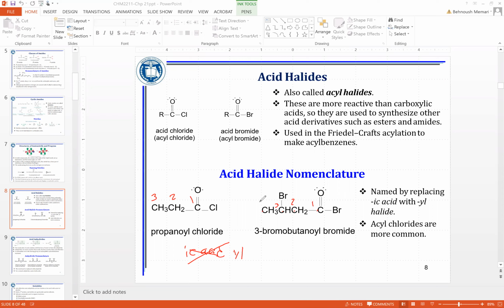1, 2, 3, 4. This bromine is going to be named as bromide. But this other bromine is a branch, so it's going to be bromo. The only one that is the halide, chloride or bromide, is the halogen that is attached to the CO double bond. So you have a bromo and then a butanoyl bromide. So you drop the ic acid, add yl and halide.